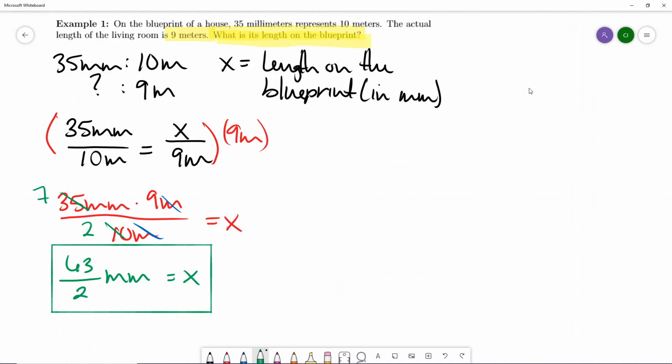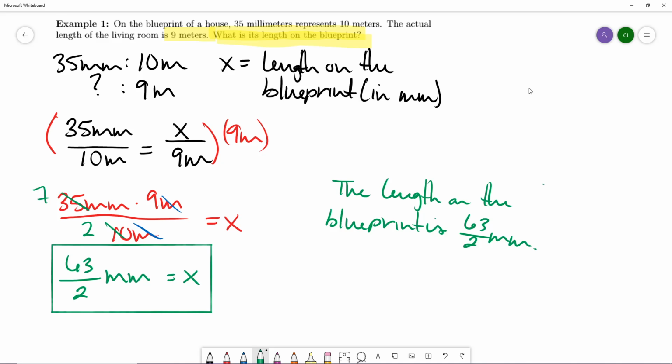Now we have to answer the question more properly. So this is not done. We have to just write one more sentence, and the sentence is: the length on the blueprint is 63 halves millimeters. Right? I usually prefer improper fractions, but if you feel more comfortable, then you can also say this is 31.5 millimeters.